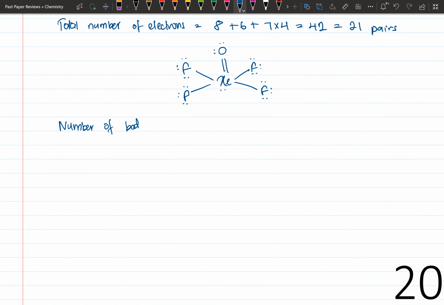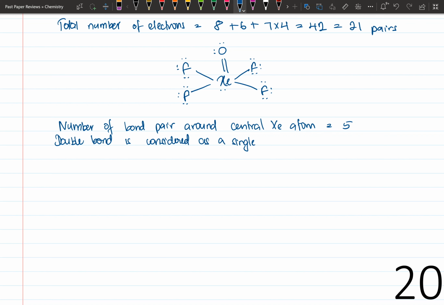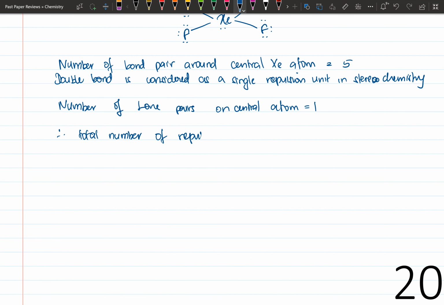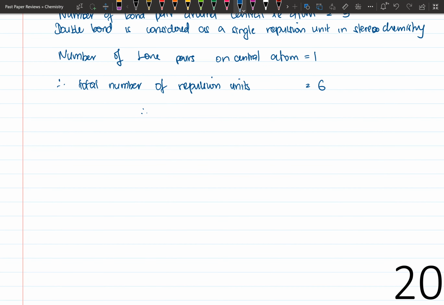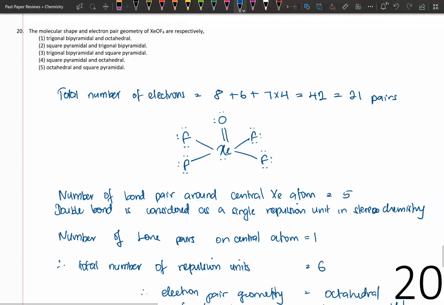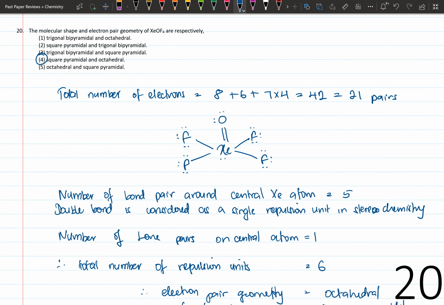Number of bond pairs around the central xenon atom is 5. A double bond is considered as a single repulsion unit in stereochemistry. Number of lone pairs on the central atom is 1. Therefore, the total number of repulsion units is 6. Therefore, electron geometry is octahedral and the molecular shape is square pyramidal. Therefore, the answer is 4.